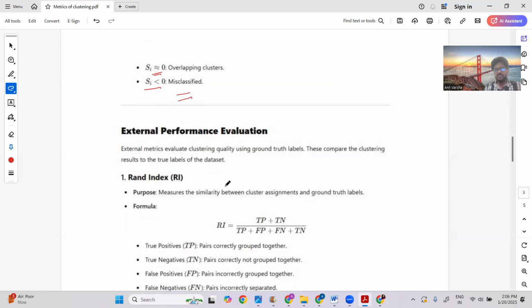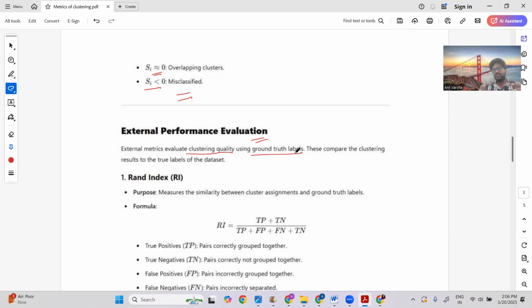The next thing is external performance evaluation. So far, what we discussed is internal performance evaluation. Now let us focus on external performance evaluation. External performance evaluation assesses clustering quality using the ground truth labels.